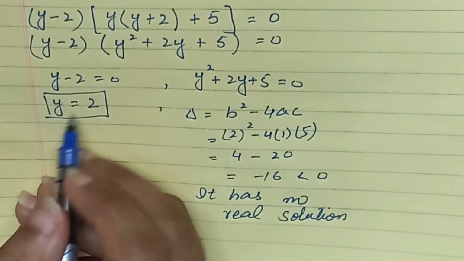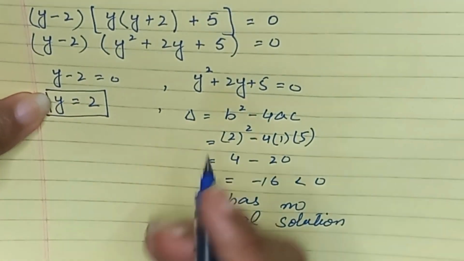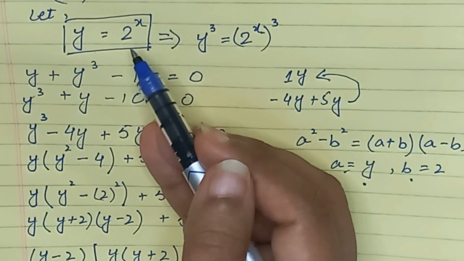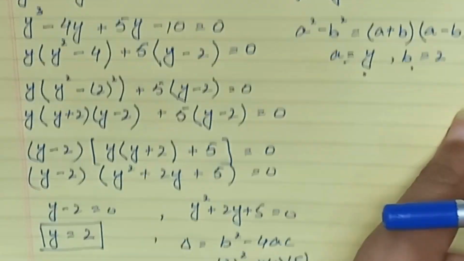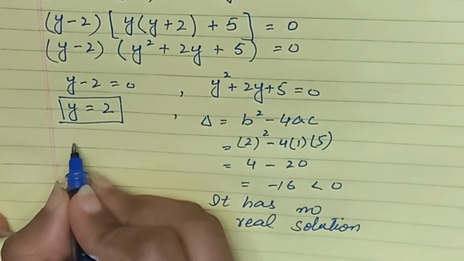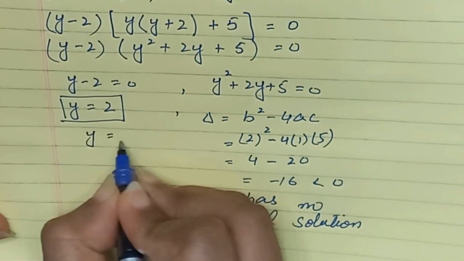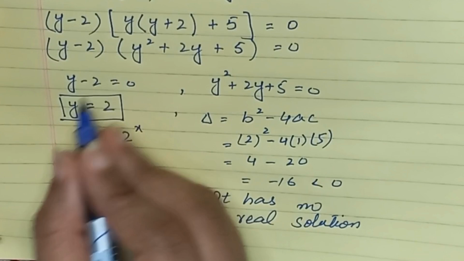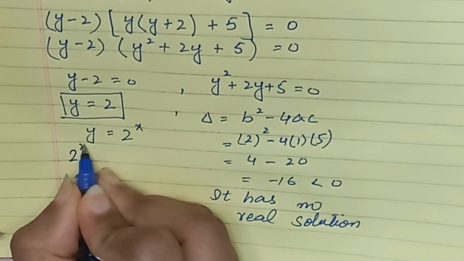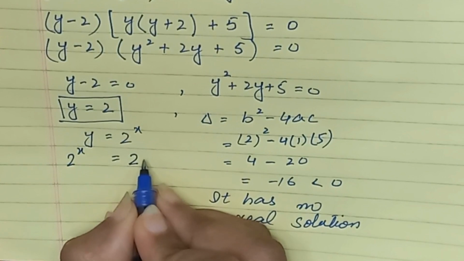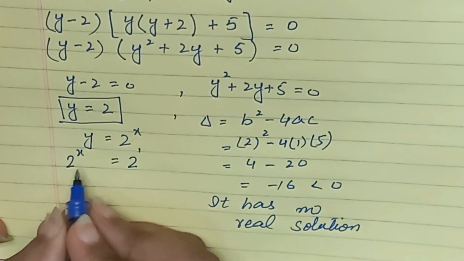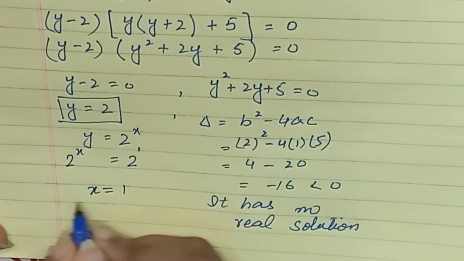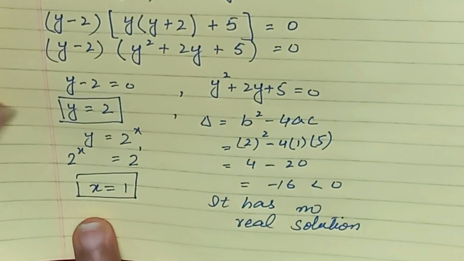So the value of y is equal to 2, but we know that y is equal to 2 raised to the power x. So it will become 2 raised to the power x is equal to 2. Here 2 has no power, it means it has power 1. So the bases are the same, so we will compare the powers, and the value of x we get is 1.